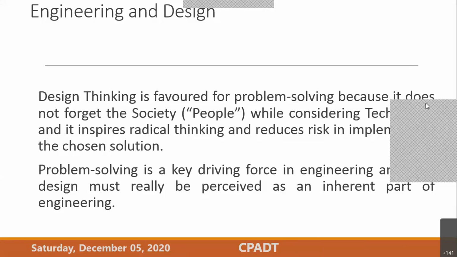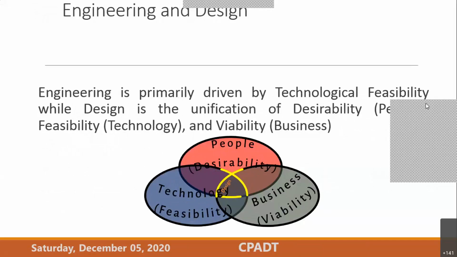Design thinking is very much favored for problem solving, because it includes society while taking into consideration technological feasibility, and it will inspire your innovation. That is your radical thinking, where you are implementing from the perspective of business viability. Problem solving is the key driving factor for all engineers, and design is perceived as part of engineering, because design thinking is favored for solving. Engineering is primarily driven by technological feasibility.